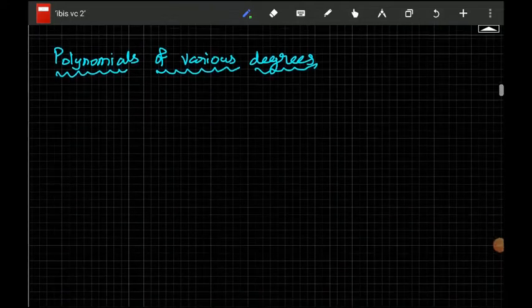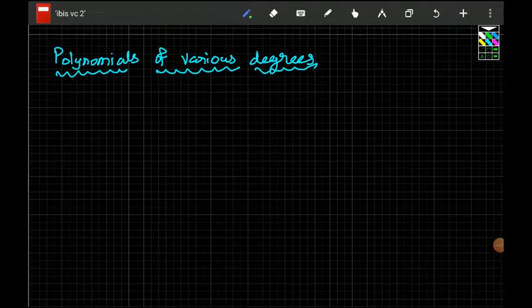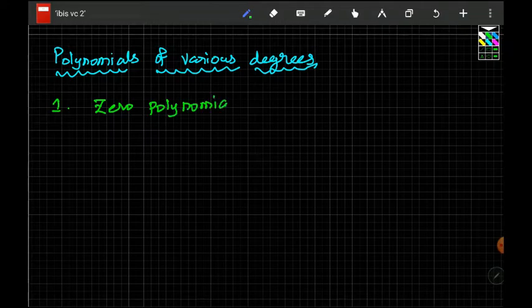Look at polynomials of various degrees. First in our list comes the zero polynomial. What is a zero polynomial? We know that any algebraic expression can contain even just one term. If that one term happens to be zero, then that polynomial is called the zero polynomial. The degree of the zero polynomial is not defined.